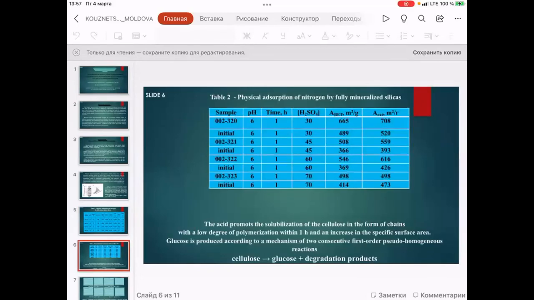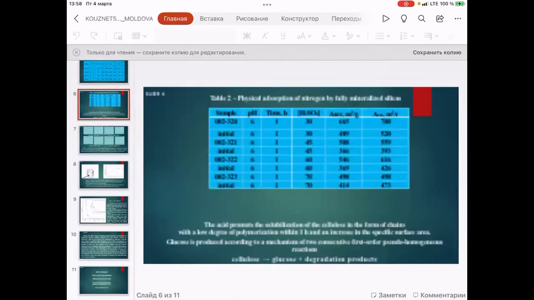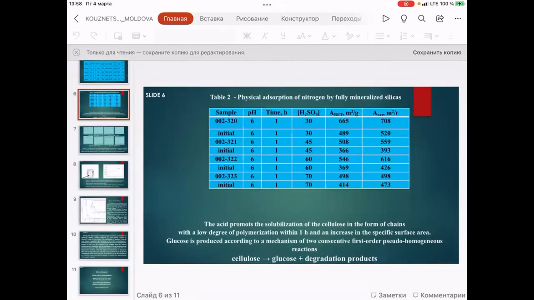Table two, physical adsorption of nitrogen by fully mineralized silicas obtained at various pH values during 1 hour. The acid promotes the solubilization of cellulose in the form of chains with a low degree of polymerization within 1 hour and an increase in the specific surface area. Glucose is produced according to a mechanism of two first-order pseudo-homogeneous reactions: cellulose, glucose, degradation products.